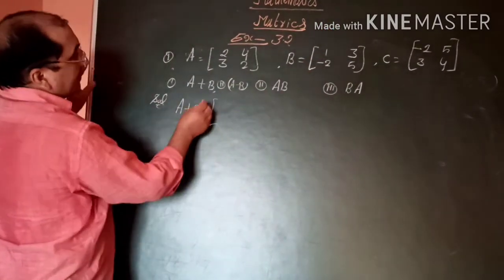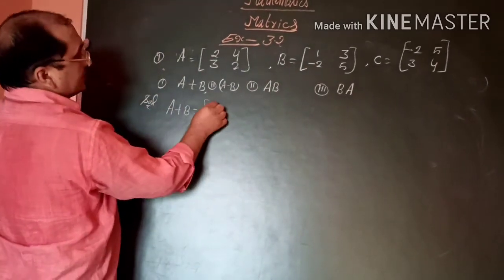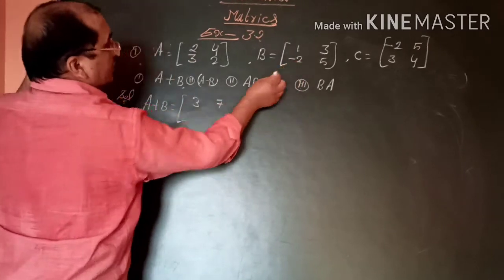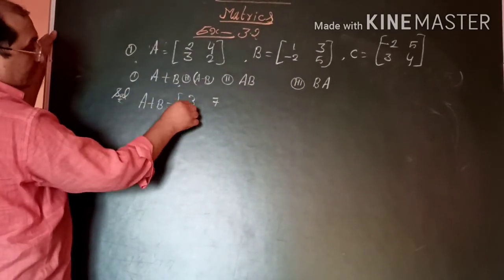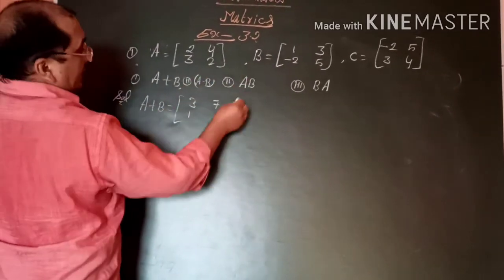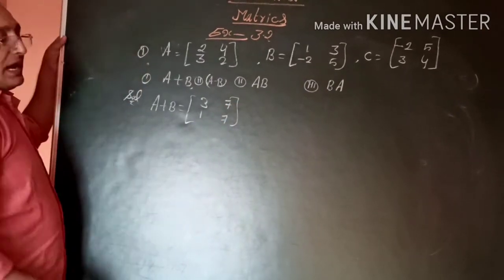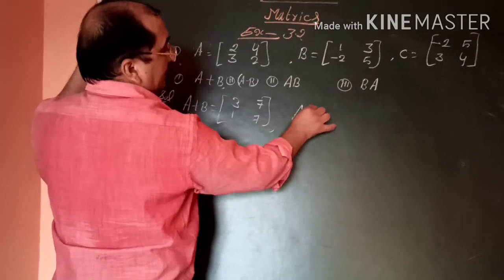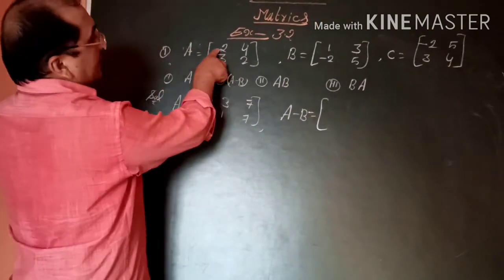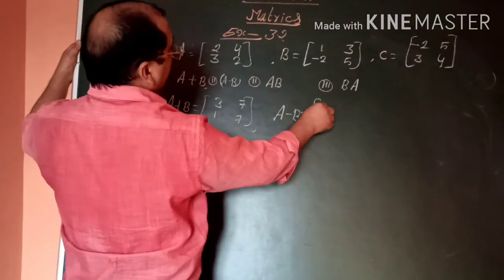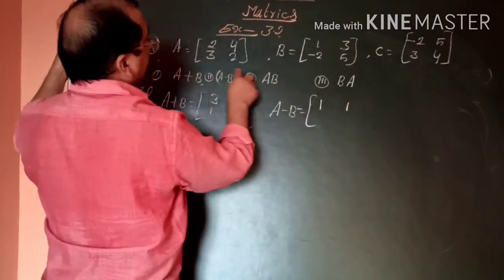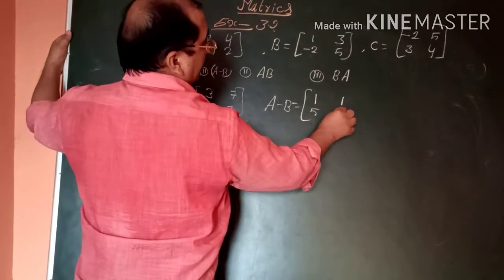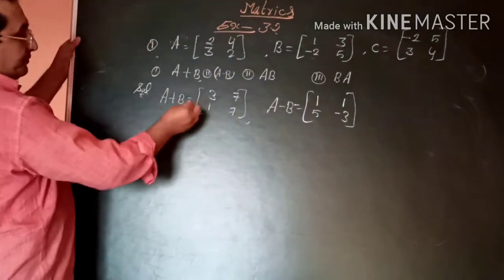Corresponding elements will be added. 2 plus 1 is 3, 4 plus 3 is 7, and 3 plus 2 is... minus 1 will come, and 2 plus 5 is 7 will come. This is the addition of both matrices. Now see how to subtract. A minus B means corresponding elements. 2 minus 1, 1 will come. 4 minus 3, 1 will come. 3 minus 2, 5 will come. 2 minus 5, minus 3 will come.